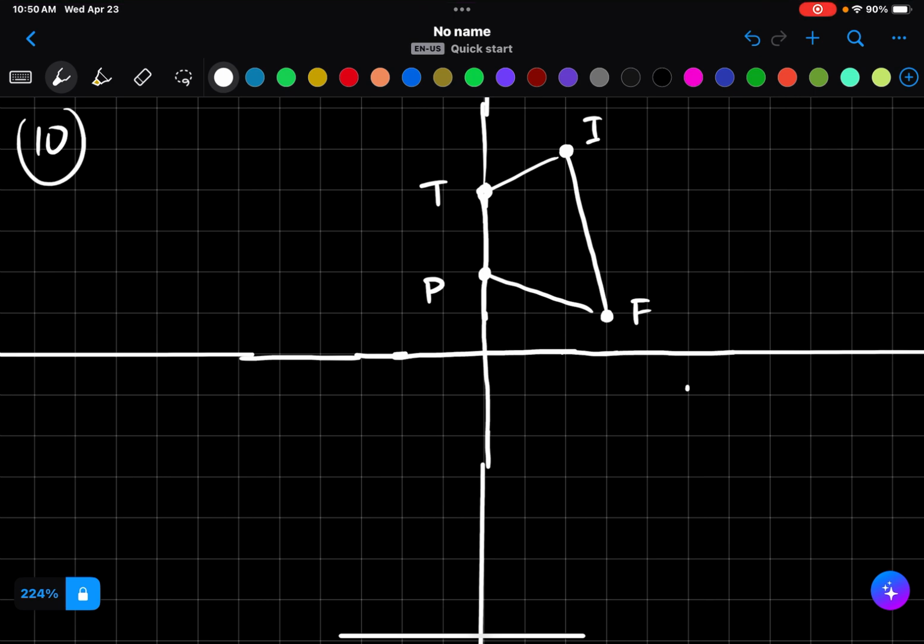Okay, so they're asking us to reflect this across the X. Again, it's going to be the same object, so reflect across X axis. So everything's going to be on the opposite side of the X. So F is 1 above the X, now it's going to be 1 below. I is 5 above, now it's going to be 5 below. P is 2 above, now it's going to be 2 below. And T is 4 above, now it's going to be 4 below.